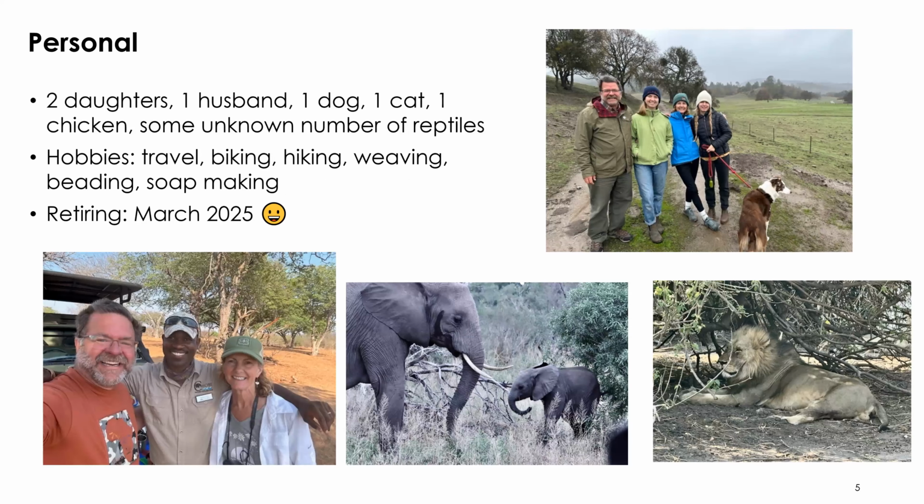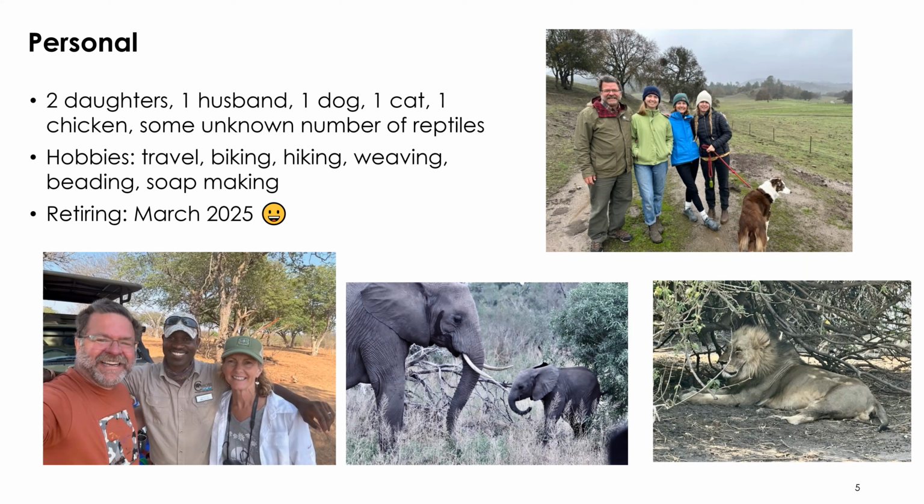So this is just some personal stuff on me. I have 2 daughters and a husband, as well as a dog and a cat and a chicken and some unknown number of reptiles. My daughter, who's 24, is living at home with us right now. She's applying for medical schools, and she's really into reptiles. She's got them in her room. I don't know how many are in there. I don't want to know. I love reptiles, but I don't like them in captivity. So I just stay away from that.